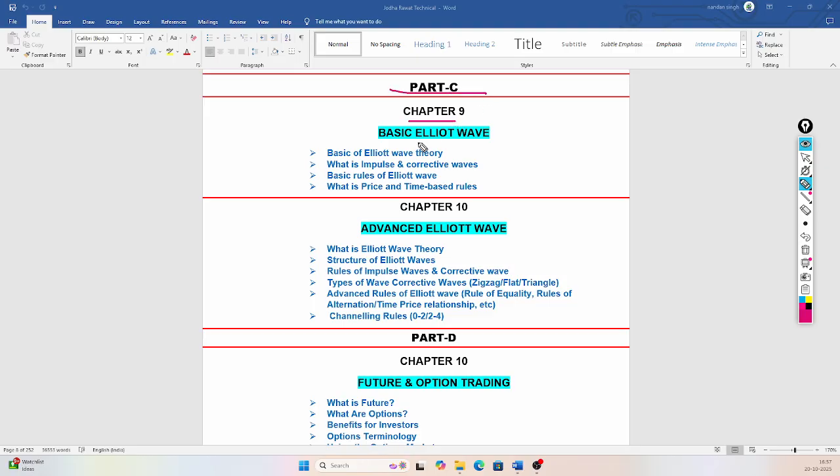Part C, chapter number 9, Basic Elliott Wave Theory. We are going to learn the basics of Elliott wave theory, what are impulse and corrective waves, basic rules of Elliott wave, and what are price and time based rules.